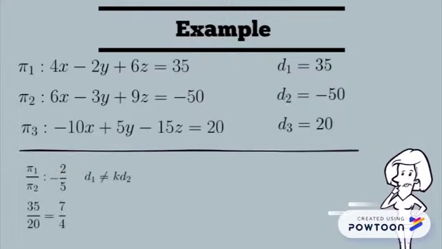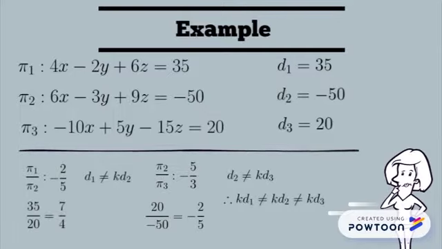Hence, d1 does not equal kd2, where k represents the scalar multiple of d. Now compare pi 2 over pi 3, which has a ratio of -5 over 3, but 20 over -50 has a ratio of -2 over 5. Therefore, d1 does not equal kd2 and neither equals kd3. This shows the planes are parallel and distinct.